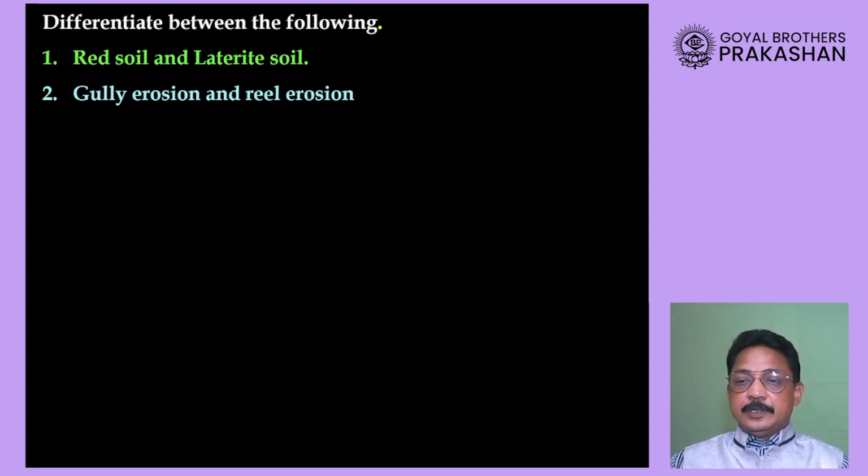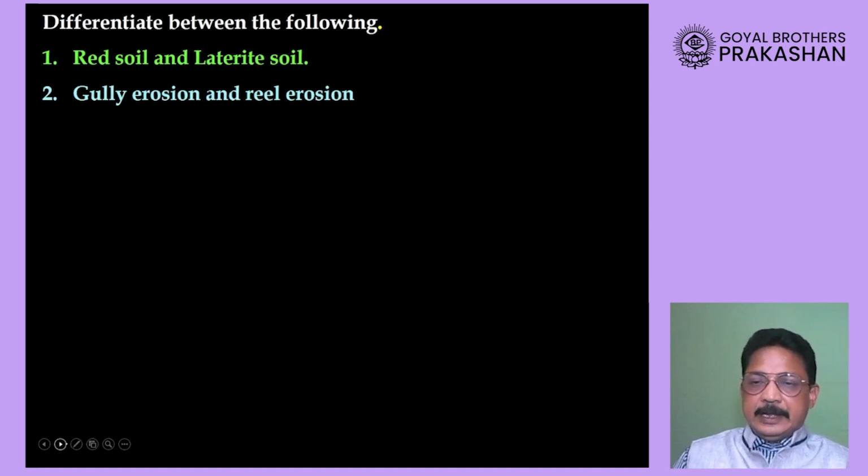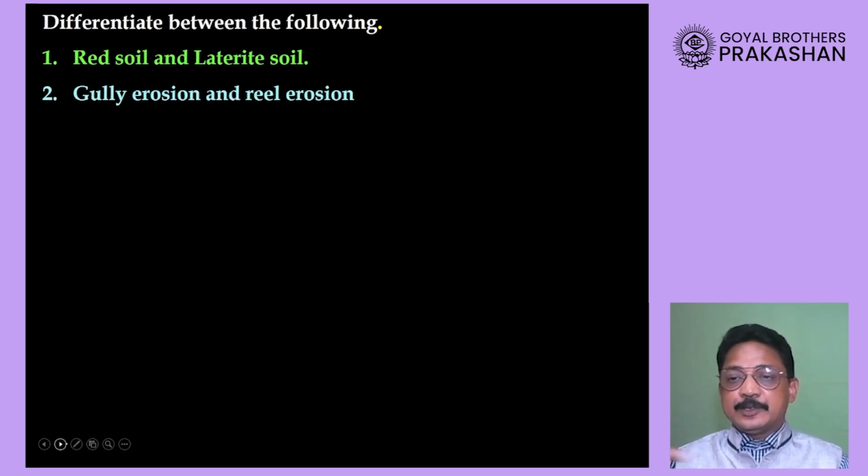Gully erosion is more dangerous as the gullies are very wide and deep. Rill erosion is just the beginning, actually the initial stage of gully erosion. Okay, so you can write down in this way many points, dear students. Okay, the question can be differentiate between red and black soil.